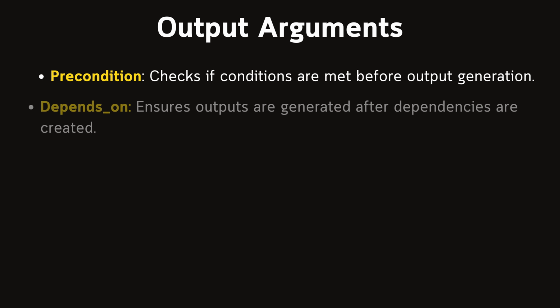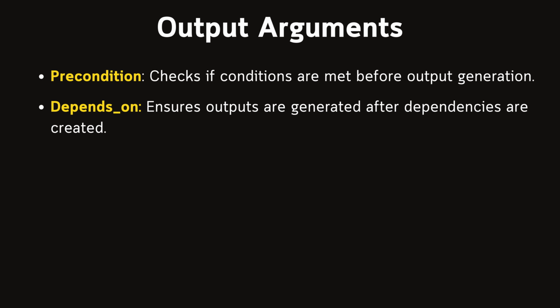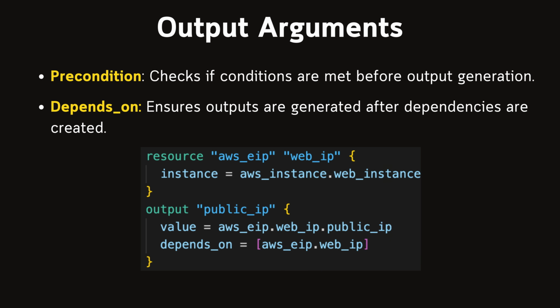And then you have the depends on argument. Depends on ensures that particular resources are created before we generate the output. In this example, we are making sure that the elastic IP is associated with the EC2 instance before we output its value. In reality, Terraform takes care of the dependencies on its own, and we wouldn't need to define depends on for the most part. You should use depends on only if you have to.